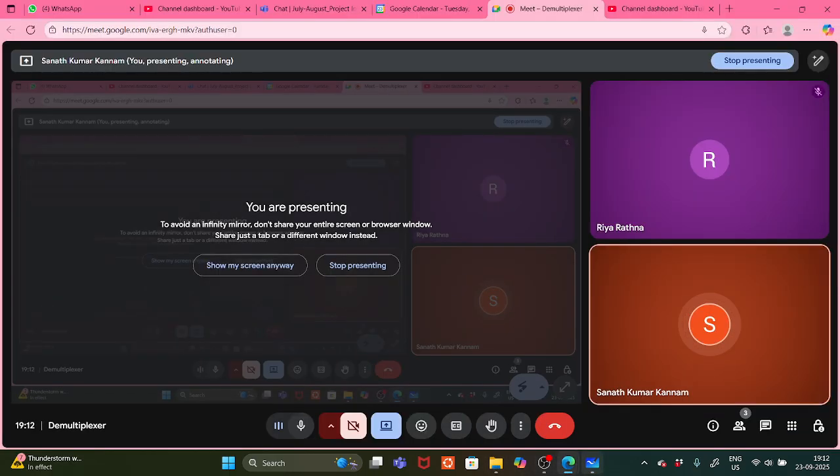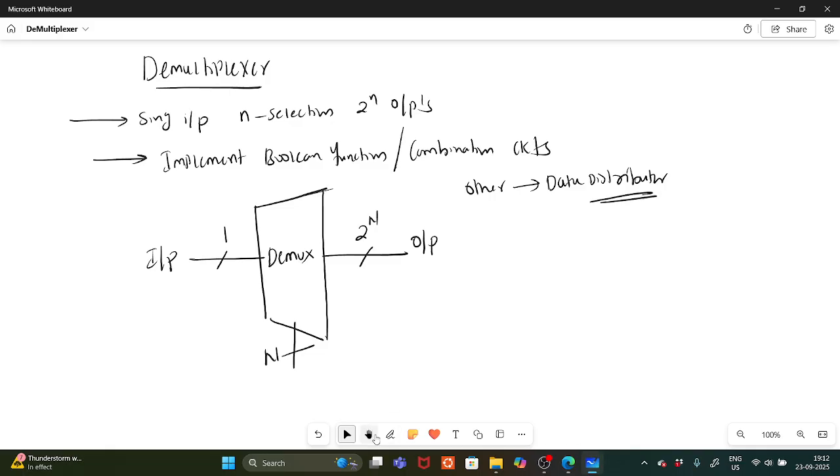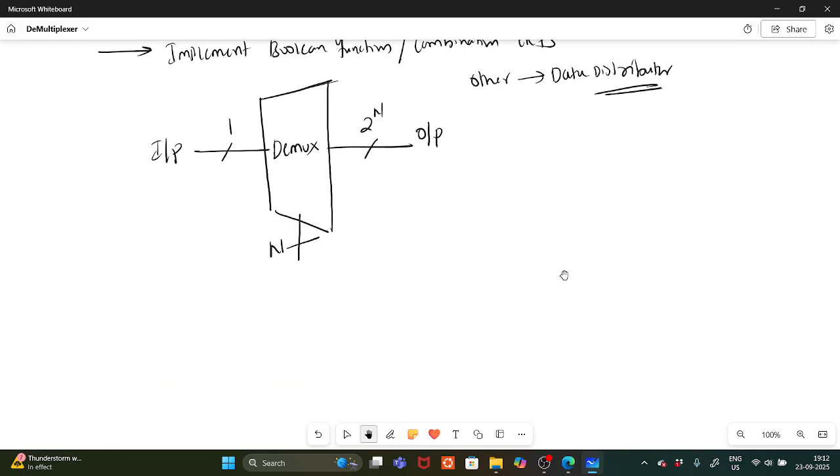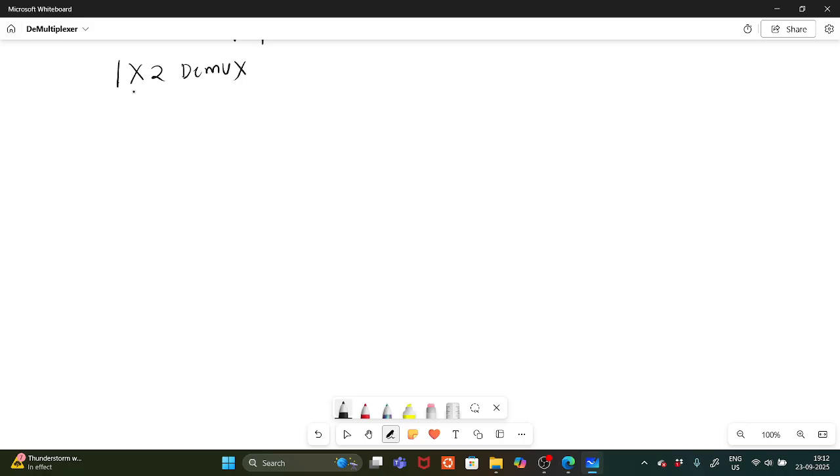Next, I will design this DeMux. First I will design the 1x2 DeMux and then the 1x4 DeMux. If it is a 1x2 DeMux, how many inputs and how many outputs are there? Here you have one input, two outputs, and one selection line.